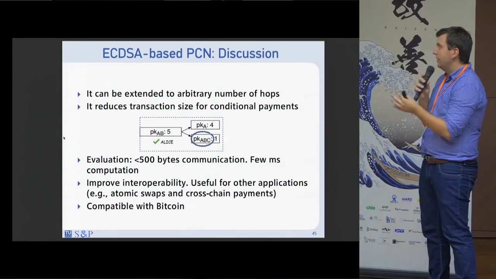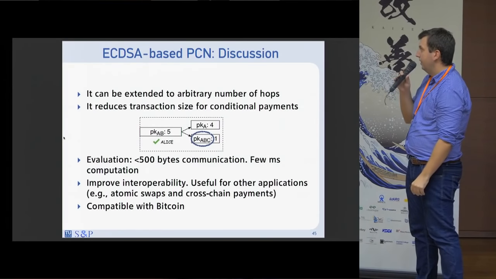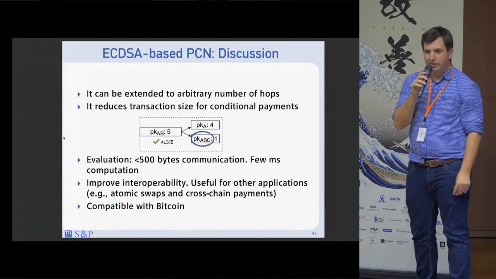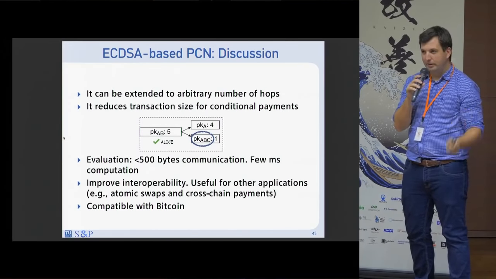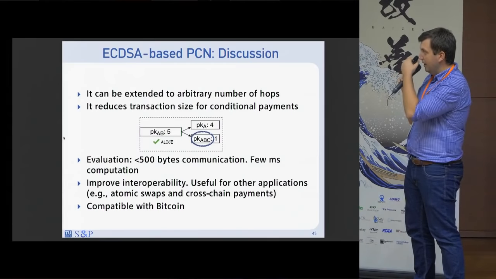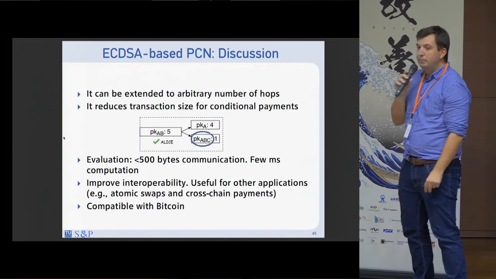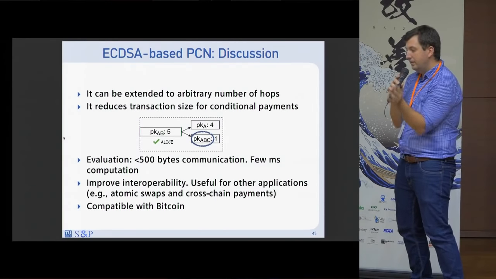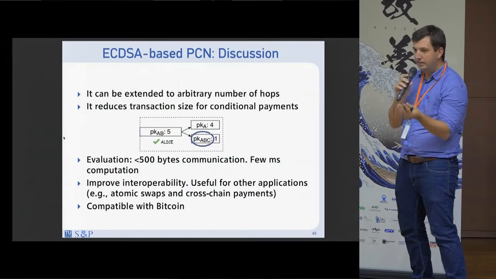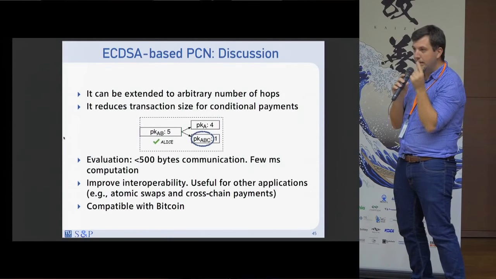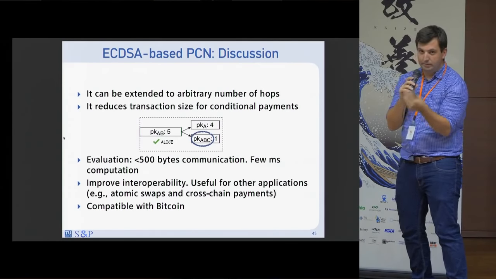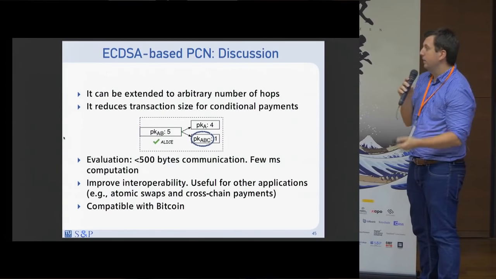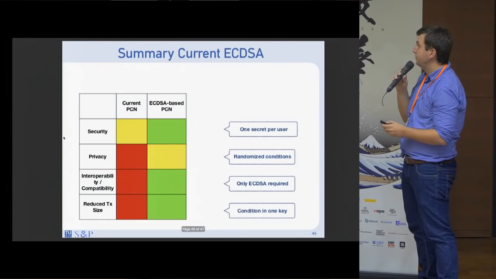and we saw that the communication between the users is a little less than 500 bytes. We need some milliseconds for computation. Please take this with a grain of salt. In the next talk, Connor is going to give way more details about this implementation. But we believe that this actually improves interoperability. So now, instead of requiring that each payment channel use a specific hash function, they need to use ECDSA, which, by the way, they already have. And obviously, it's compatible with Bitcoin today because it's based on this digital signature.